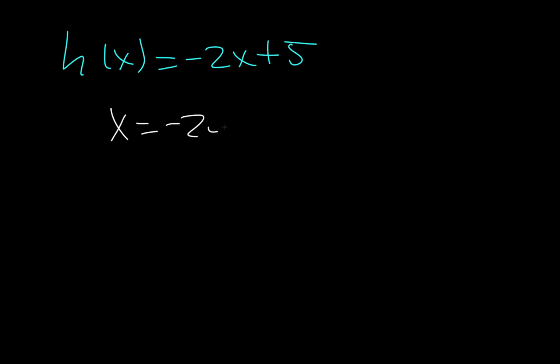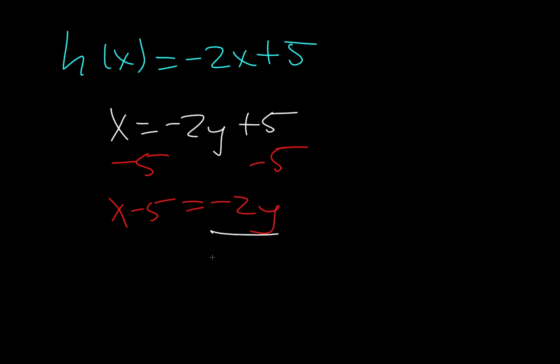Okay, we'll do one more of these linear ones. So this time we have h of x equals -2x plus 5. You can combine this as one step. You can swap the x and the y right now. So I can say x equals -2y plus 5. Do the algebra. Minus 5, minus 5. x minus 5 equals negative 2y. Divide by negative 2.